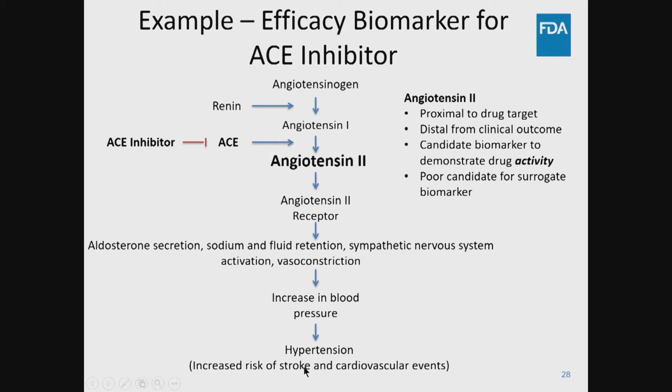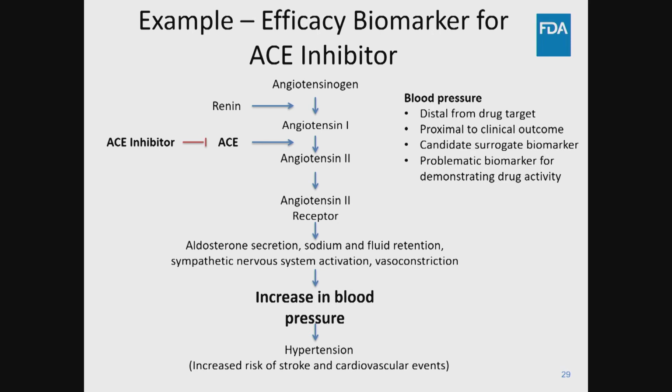And a lot of compensatory things can kick in and other things can happen that actually prevent the drug from ultimately having the effect on hypertension. So it would be a poor surrogate outcome because so much has to happen before that clinical efficacy actually occurs, but it's a very sensitive biomarker to demonstrate drug activity. So we could use this in our early studies as a pharmacodynamic biomarker to show that our drug is getting to the target site of action, potentially inform doses for our later phase studies.